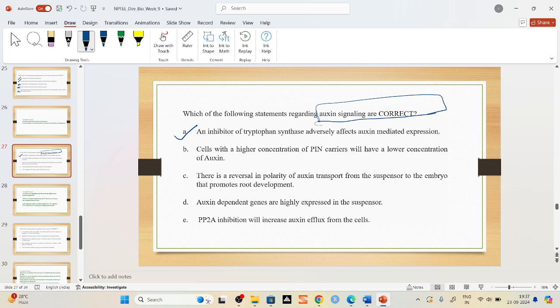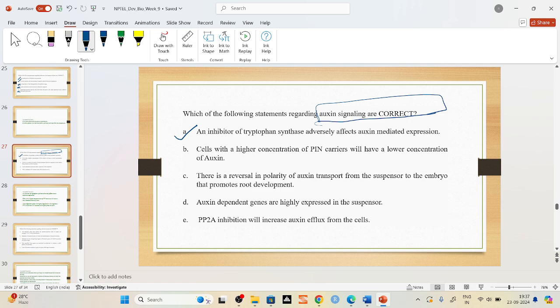So tryptophan synthase is what? An enzyme which produces tryptophan. If tryptophan synthase is inhibited, then tryptophan will not be formed. If tryptophan is not formed, then your auxin signaling is inhibited because auxin is not formed. If auxin is not formed, then auxin mediated expression is also not formed. So it is correct because tryptophan is the precursor of auxin and tryptophan synthase synthesizes tryptophan.